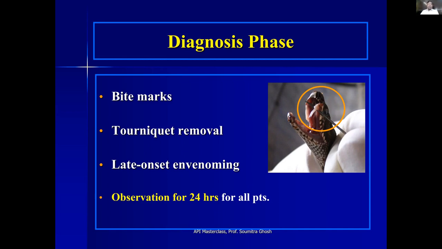So late onset envenoming is very important, and we should not just think that when they come to the hospital, the clinical features presented at the time of presentation is everything, because sometimes it is absorbed later, and they can present with late onset envenomation. So you'll have to keep an eye. Observation for 24 hours for all kinds of patients coming to the hospital is mandatory. If we think that it is a non-venomous snake, still 24 hours observation in the hospital is a must. We'll have to keep that in mind.